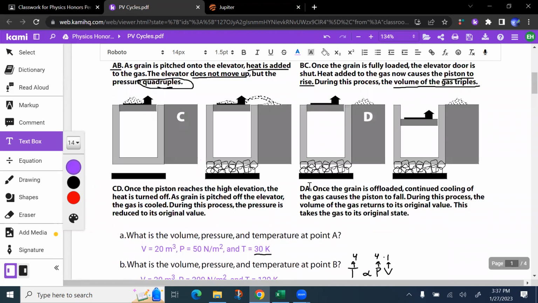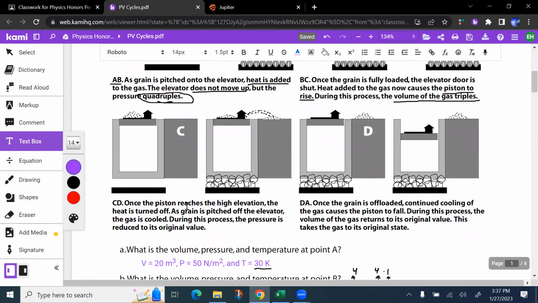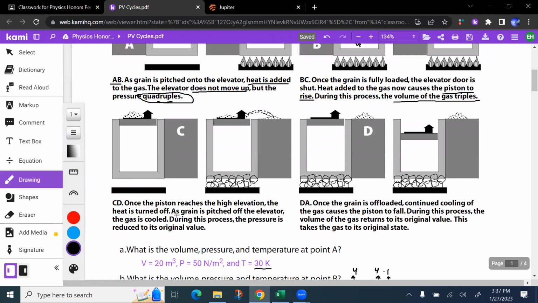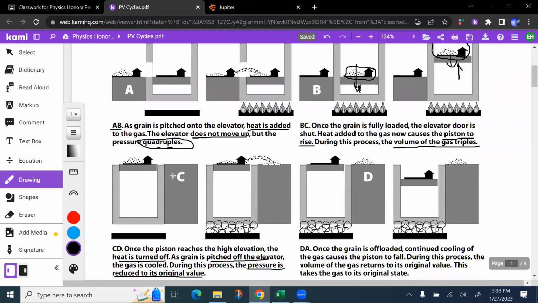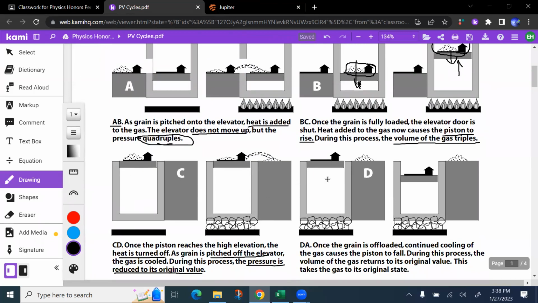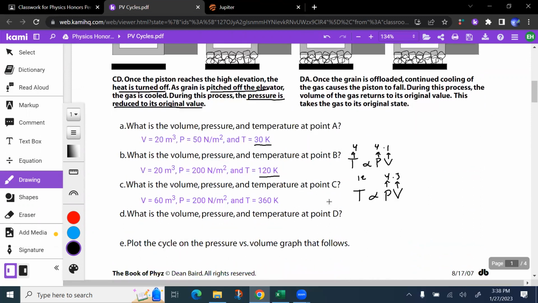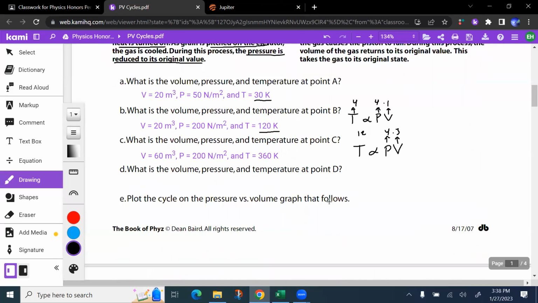Okay, now what happens at point D? Let's read. From C to D, it says once the piston reaches the high elevation, the heat is now turned off as the grain is pitched off the elevator. If the grain is pitched off the elevator, that means the elevator is less heavy. That means there is less pressure from above, which means there's less pressure from below. So the pressure is reduced. Specifically, it says reduced to its original value, okay? But you can see that the volume from C to D did not change. The volume stays constant this time around.